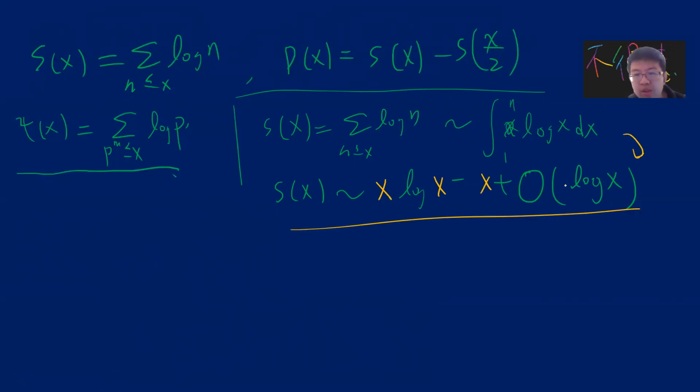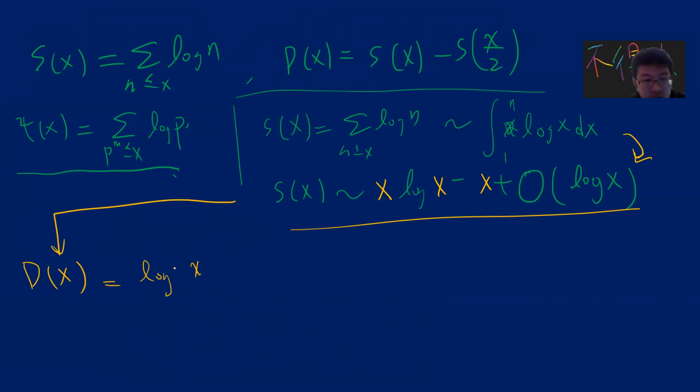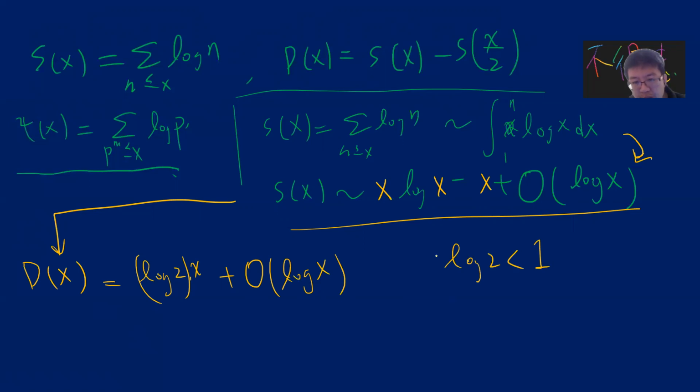This is a simple proof that I think you can find in my previous video, or check out my list. Now we have this, so we can do a simple calculation for this D of x. You can check by yourself that D of x is basically log 2 times x plus big O of log x. Log 2 is less than 1 and greater or equal to half, remember that this is the natural log. Which tells you that D of x, when x is sufficiently large, is bounded by x and less than x divided by 2, for some x greater than x0.